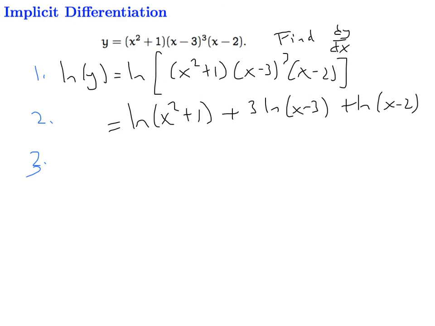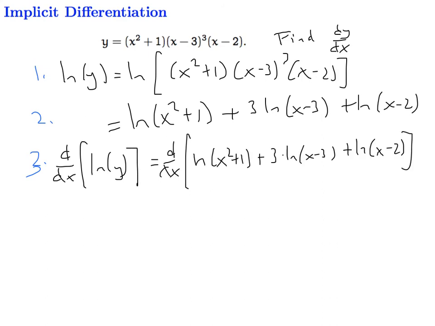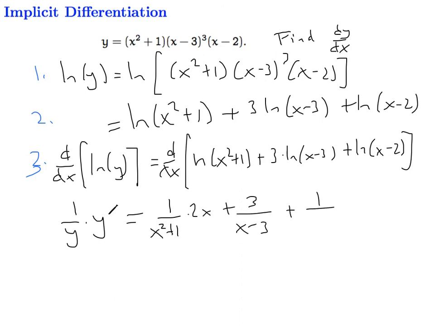Step 3 now says we take the derivatives. So on the left hand side, we need to take the derivative of the natural log of y. And on the right hand side, we need to take the derivative of the rest. So now when I go ahead and take the derivatives, on the left hand side I get 1 over y times the derivative, is equal to, well, 1 over (x squared plus 1) times the derivative of x squared plus 1, which is 2x, plus 3 over (x minus 3) plus 1 over (x minus 2). And steps 4 and 5 all simplified together.